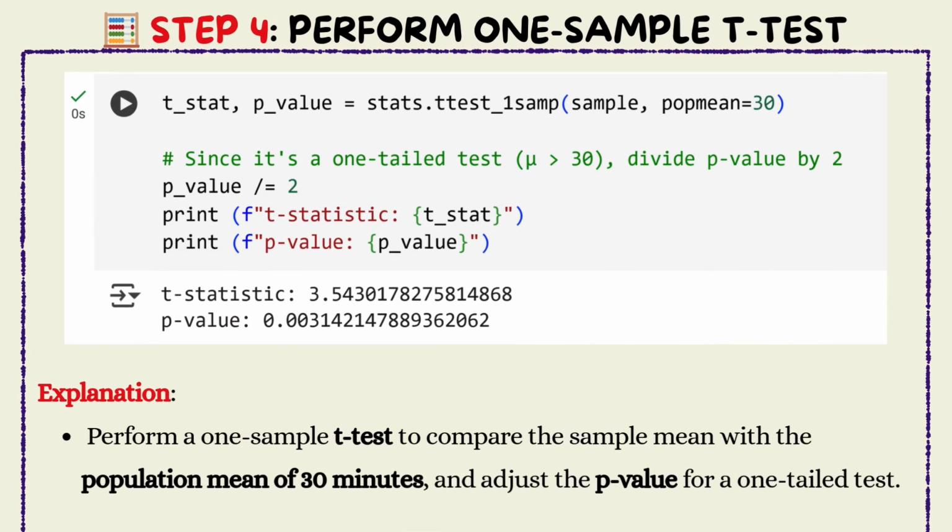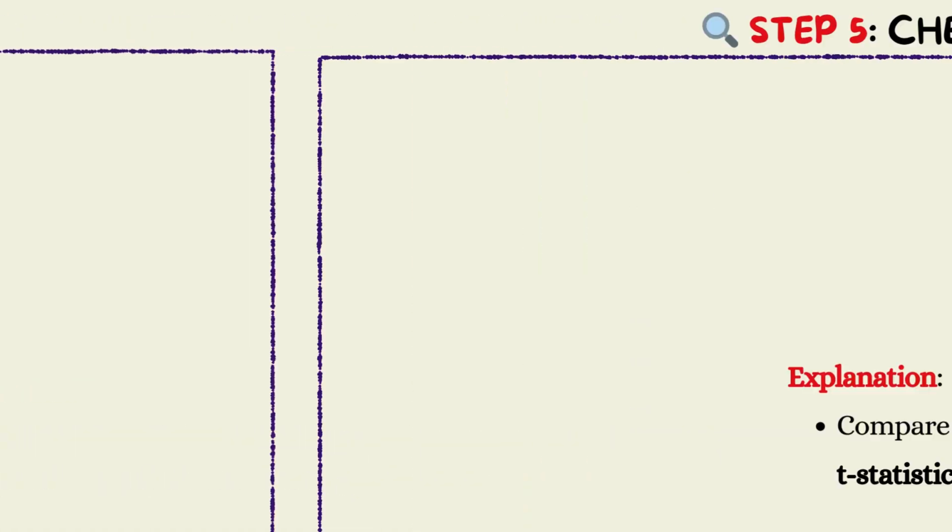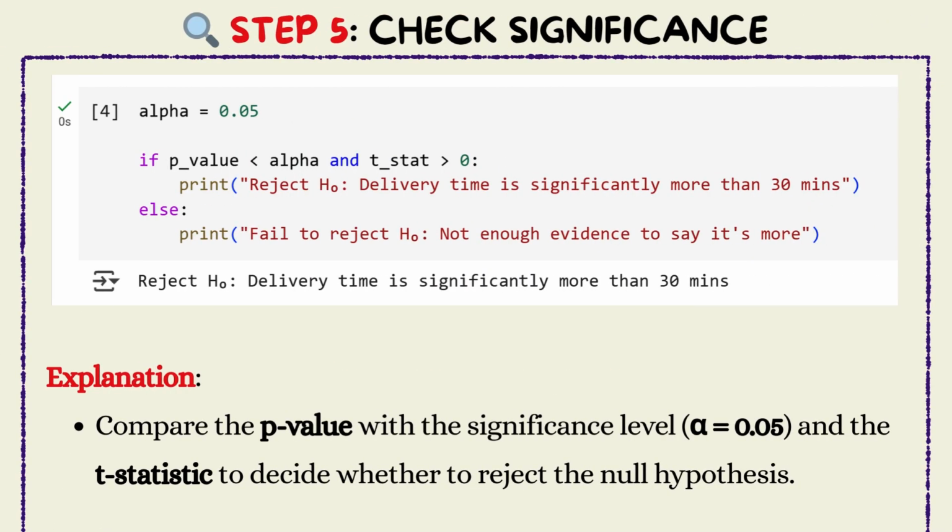Step 4. Perform 1 sample t-test. Perform a 1 sample t-test to compare the sample mean with the population mean of 30 minutes and adjust the p-value for a one-tailed test. Step 5. Check significance. Compare the p-value with the significance level, alpha equals 0.05, and the t-statistic to decide whether to reject the null hypothesis. Output the t-statistic and p-value and conclude that the delivery time is significantly higher than 30 minutes based on the test results.